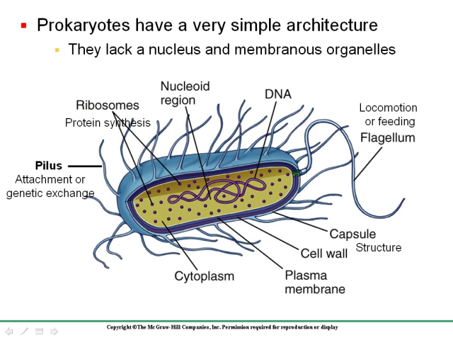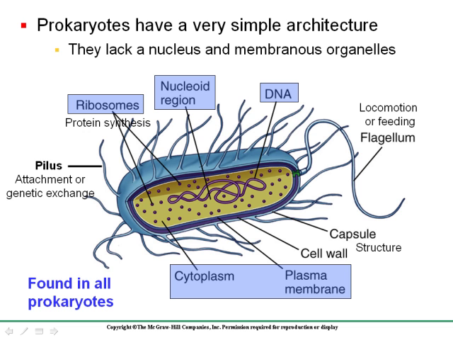The first group of cells, the prokaryotes, have a very simple architecture. And they have a very simple architecture because they are far older than the eukaryotes. These prokaryotes lack a nucleus, which is a membrane-bound structure that contains the DNA. In addition, they also lack other complex membranous organelles. The diagram that you see here represents an example of a typical prokaryote.